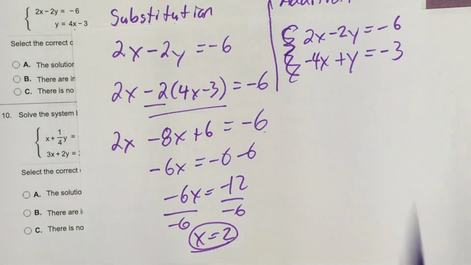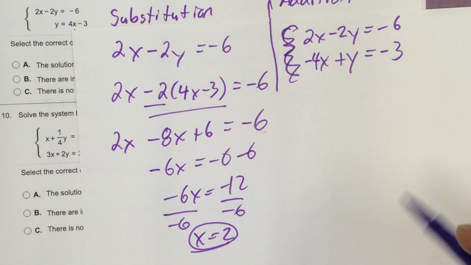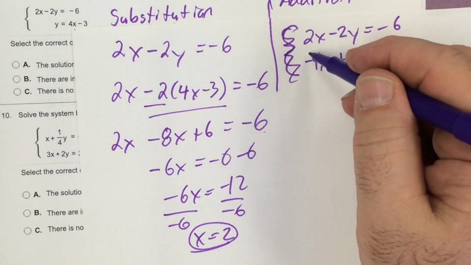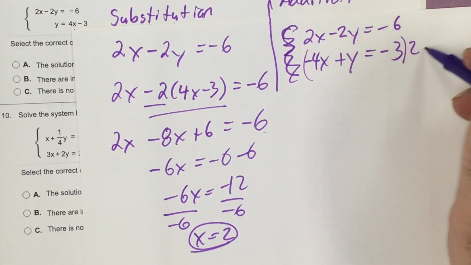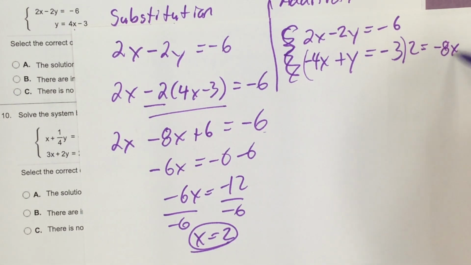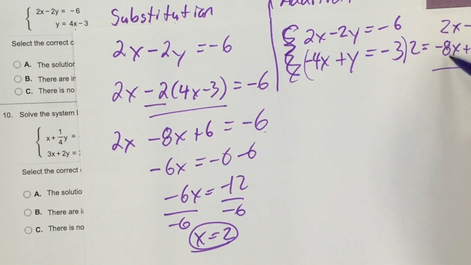Now let's see what we get if we eliminate y using the addition method. What I'm going to do on this one is multiply this equation by 2. That's going to give me negative 8x plus 2y equals negative 6. And at the top here, I'm just going to leave this as 2x minus 2y equals negative 6. You'll see we're getting similar numbers out of these two different methods. The y's disappear. We have 2 and negative 8, so that's going to be negative 6x equals negative 12, just like we got here.